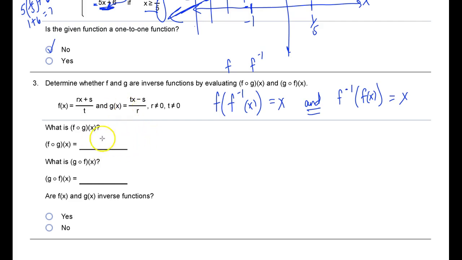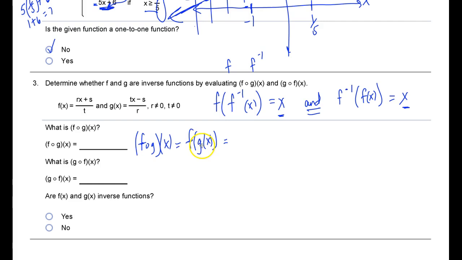So we're just going to work out what the composition of f of g of x is and what g of f of x is. And if we do not end up with x in both situations, then we know that those functions aren't inverses of each other. All right, so let's start with the f of g of x, which will look like this.